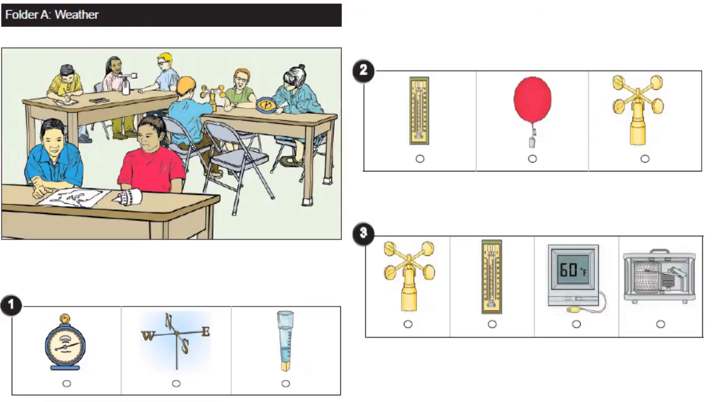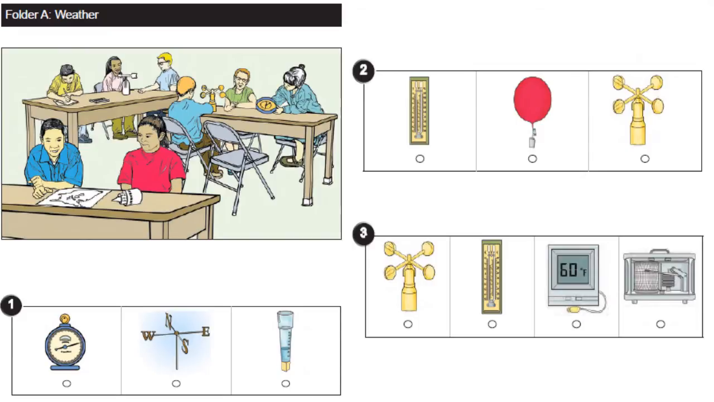The audio would say, "Look at the big picture. It shows a science class. Tom's science class is learning about weather. They will use several different instruments to tell about the weather. Each group of students will use the instruments to report the weather. Number 1. One of these weather instruments is a wind vane. It tells which direction the wind is blowing. It shows the 4 directions of the compass: north, south, east, and west. Which picture shows a wind vane?" And the child would select.